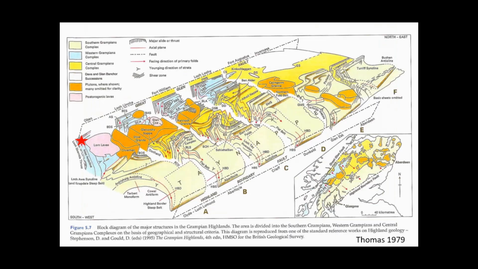And after all this extension and thinning, of course, eventually in the Ordovician there was a period of compression. The Caledonian orogeny squashed this great pile of sediments, and we can see here on Peter Thomas's lovely perspective view looking across the Grampian Highlands, very tight vertical folds and horizontal nappes.